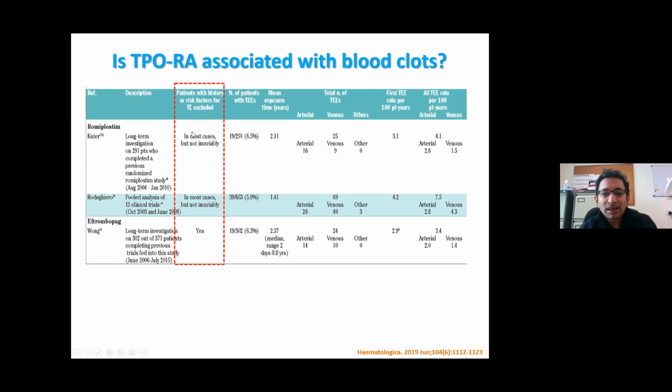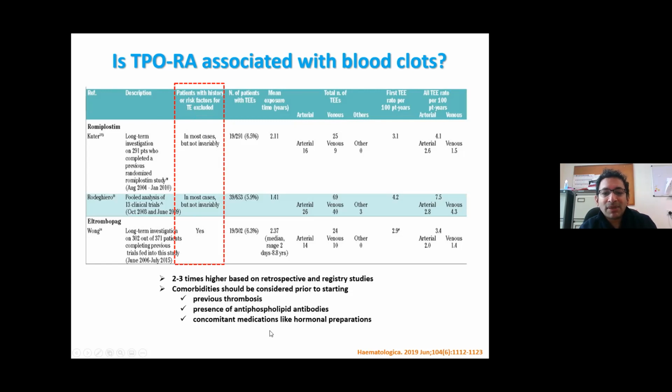And if you look here, in all the 3 studies, many patients had risk factors for blood clots, and then they got thrombopoietic receptor agents. So what does that mean? Yes, TPO-RA is associated with 2 to 3 times more blood clots. This is based on not a randomized trial, which is what we always like, but based on registry data.